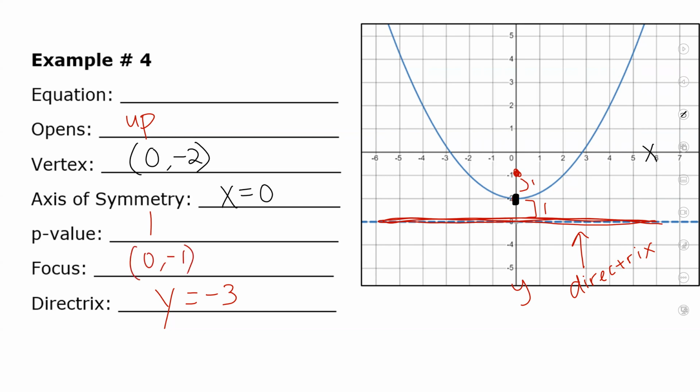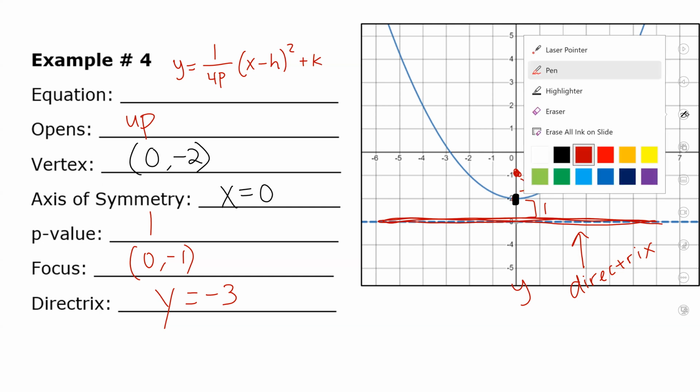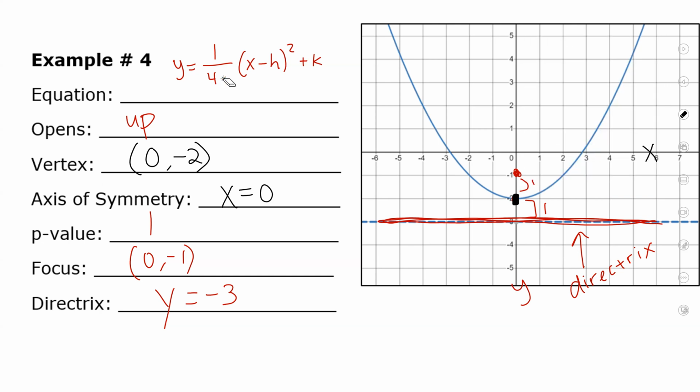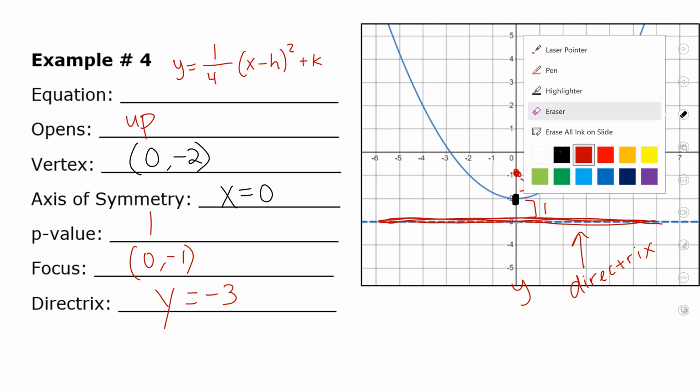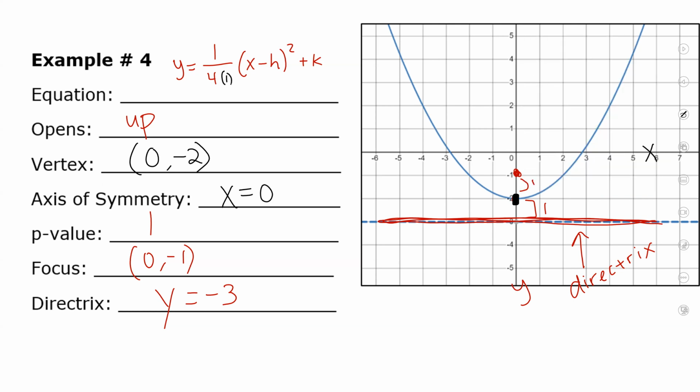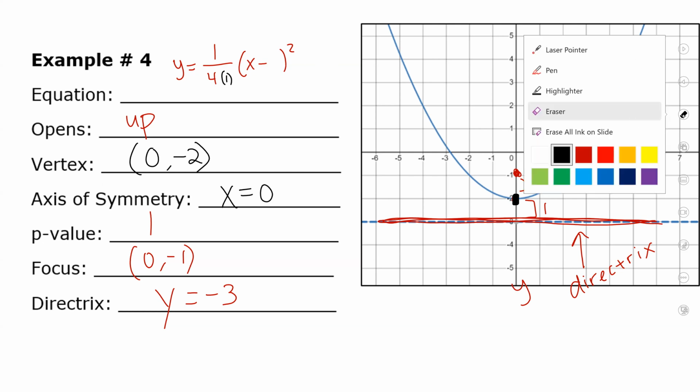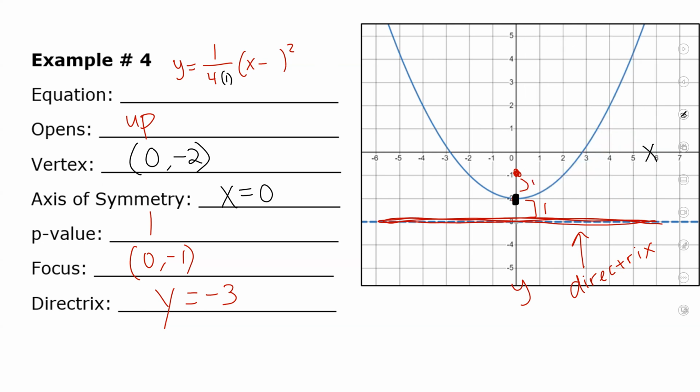All right, let's go ahead and write our equations. So I'm going to have y equals 1 over 4p times (x minus h) squared plus k. And we'll fill in all the information. So my p-value is 1. So I'm going to put a 1 in there. And then h and k, my vertex. So the h value is 0, and the k value is -2. So I'm going to put 0, -2. This is h, this is k.